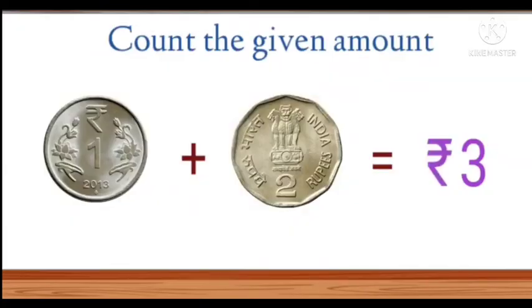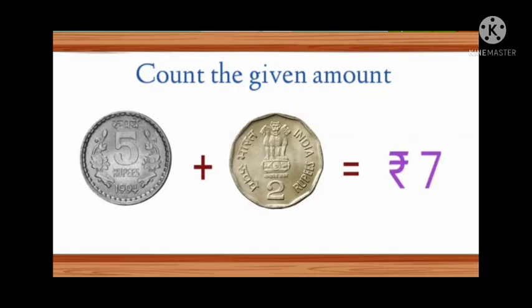Now we will learn how to count the money. Money is found in two types. As I have shown you, some are notes and some are coins. Suppose here we have to add money. We have a 1 rupee coin and a 2 rupee coin, and we will add these. So when we add 1 plus 2, it becomes 3. So a 2 rupee coin and a 1 rupee coin make 3 rupees together.